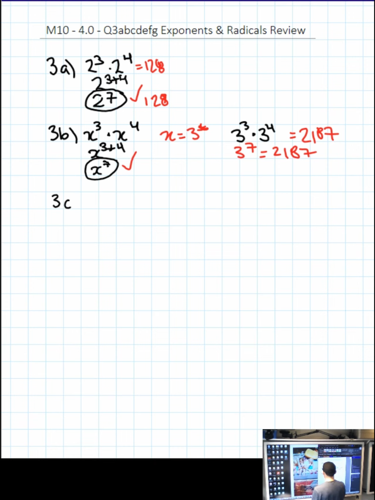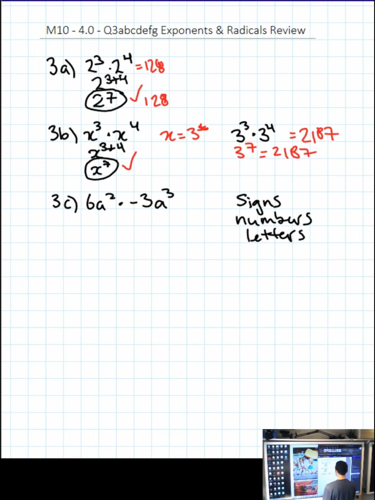Okay, we have 3c. 6a squared times negative 3a cubed. Okay, so when doing these, we're going to do steps. Signs, numbers, letters. In that order, step 1, step 2, step 3. Try to simplify things into simpler steps. So we have a positive times a negative. That's going to be a negative.